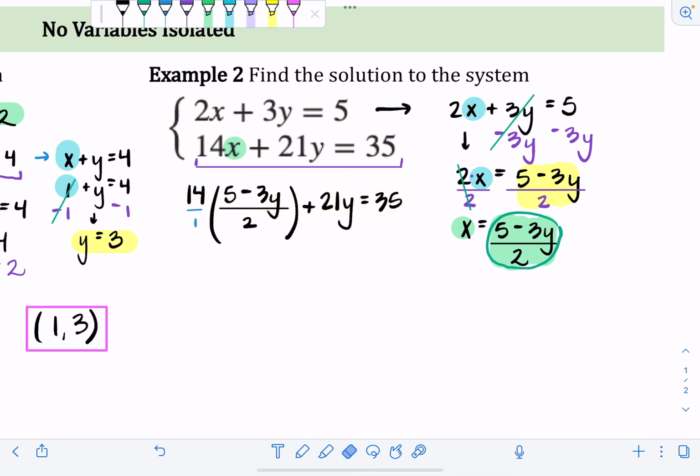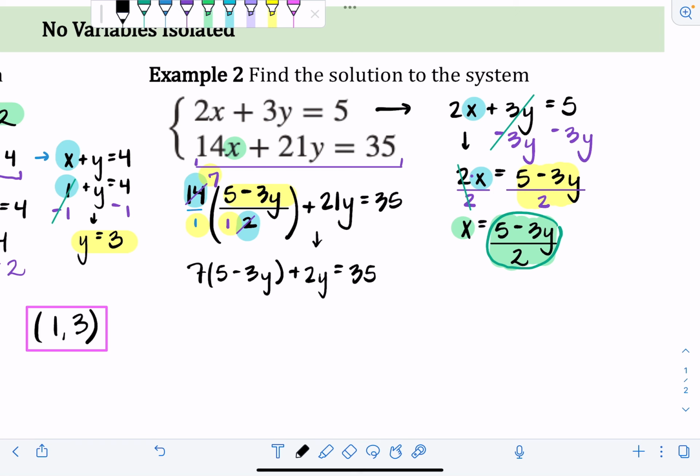So I can cross-cancel. The 14 and the 2 have a common factor. I can divide them both by 2, and so the 2 would become a 1, and the 14 would become a 7. Now I only have 1's left in the denominator, so I don't need to write the fraction anymore. I can just write the numerator, 7 times 5 minus 3y. So 7, parentheses, 5 minus 3y, and no more big ugly fraction. And then I bring down the 2y equals 35.